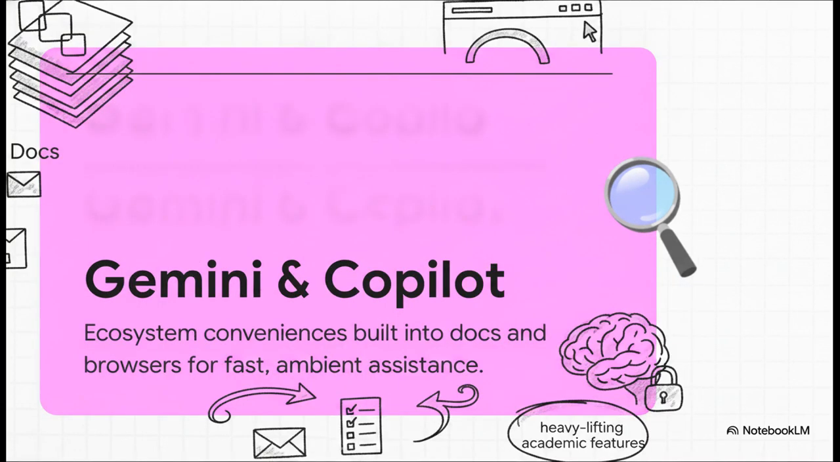Then we've got Google Gemini and Microsoft Copilot. Now these guys excel at what we call ambient assistance. They live right inside the ecosystems you're already in. Your docs, your drives, your browsers. Need to instantly summarize that 50-page PDF your professor just emailed? Bam, they're right there. But the catch? The deeper, heavy-lifting academic features usually sit entirely behind paywalls. So they're amazing for fast, daily conveniences, but maybe not the engine you want for full-blown exam prep.